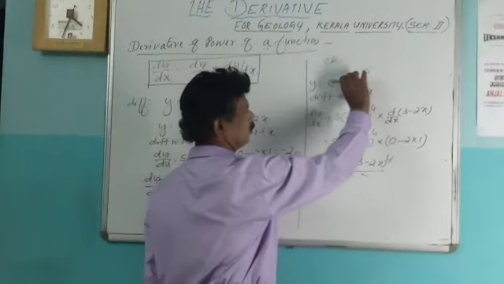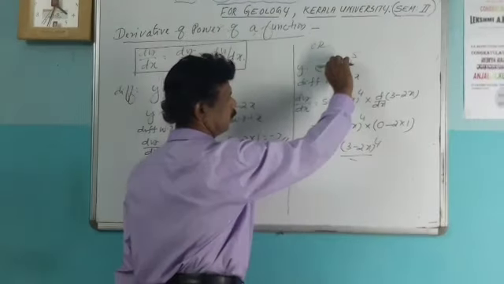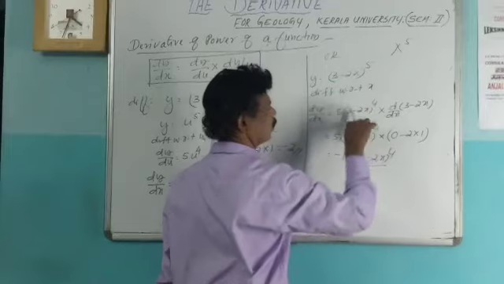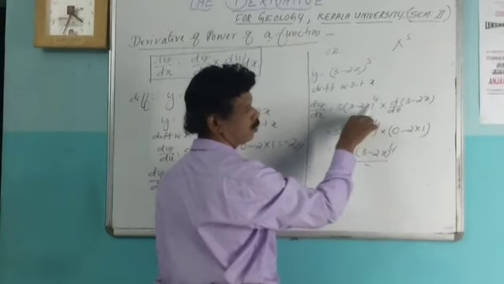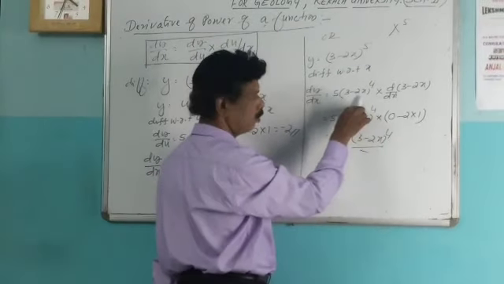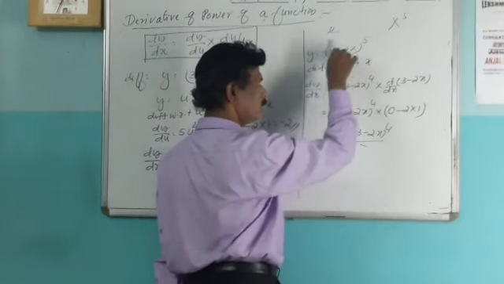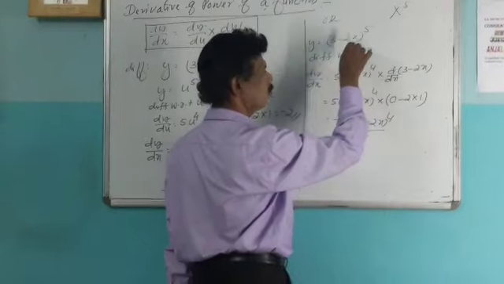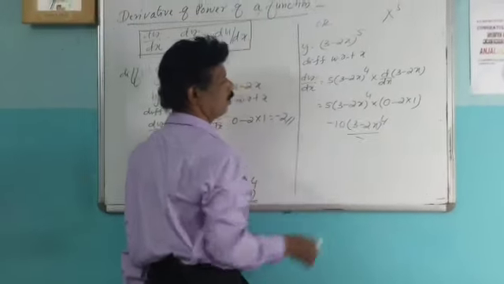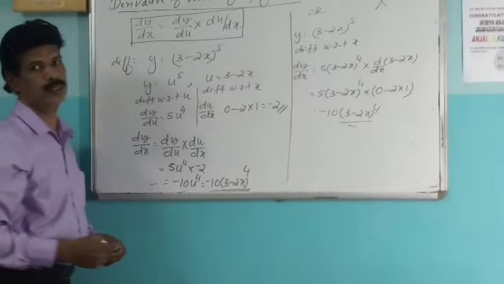First of all, you have to consider this as x. The derivative of x raised to 5 means 5x raised to 4, so 5 × (3 - 2x) all raised to 4. Actually, x means 3 - 2x. After that, differentiate this function. Derivative of 3 is 0, derivative of -2x is -2. The result is equal to -10 × (3 - 2x) all raised to 4.